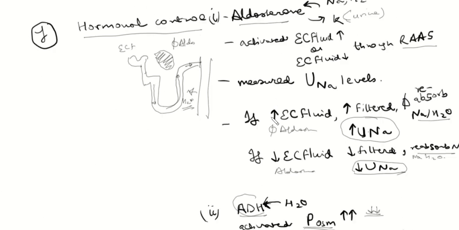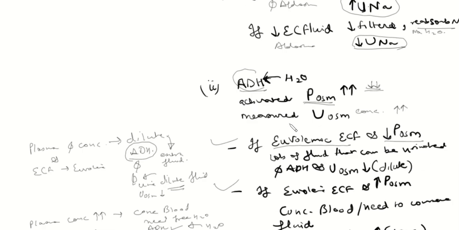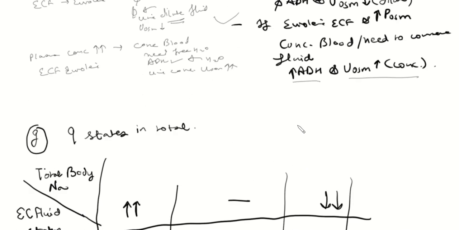We talked about aldosterone and how it kicks in when the fluid status goes down, right? It absorbs sodium and water, decreases urine sodium, and ADH, which kicks in when the blood becomes very concentrated. Okay, that's when ADH kicks in, absorbs free water, which decreases the plasma osmolarity, but increases the urine osmolarity because now the urine is concentrated.